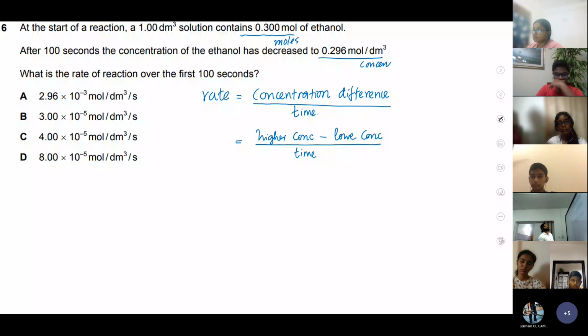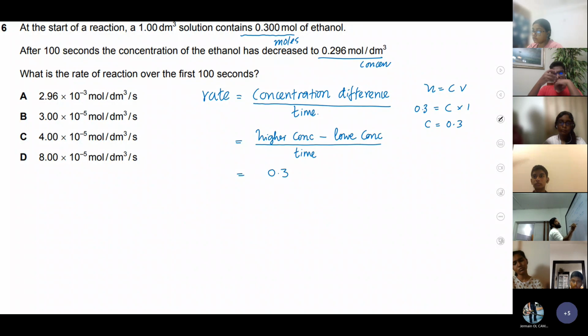Okay. So now I have initial moles, final concentration. Luckily, if you convert this into concentration: moles 0.3, concentration we don't know, volume is 1. Therefore, it's 0.3 itself. Then 0.3 is my initial concentration. After 100 seconds, it's this concentration divided by 100. Moles per dm cube per second. What's the answer? C.